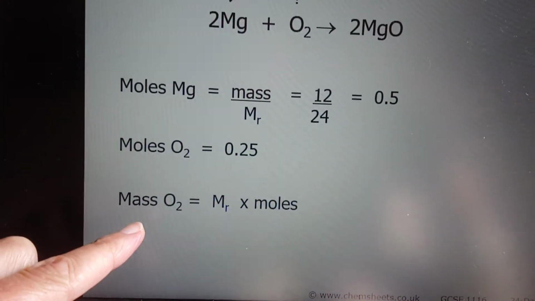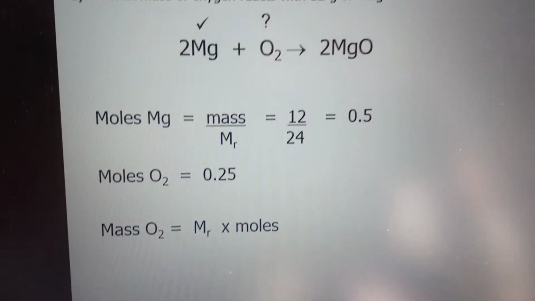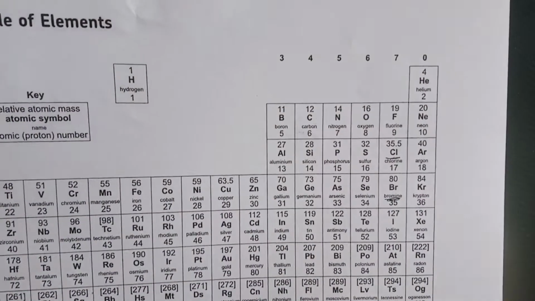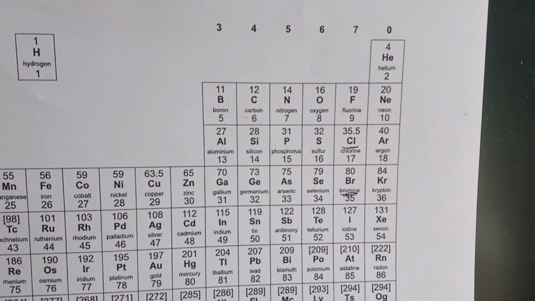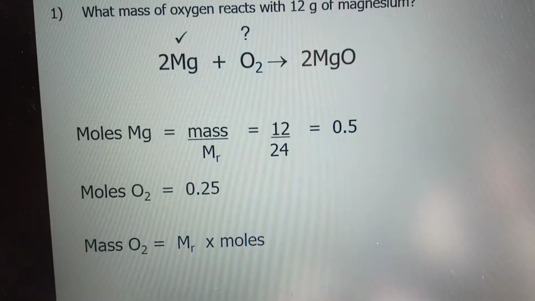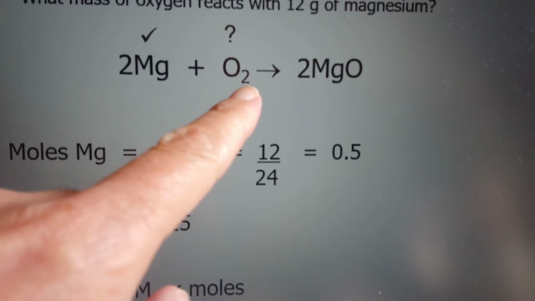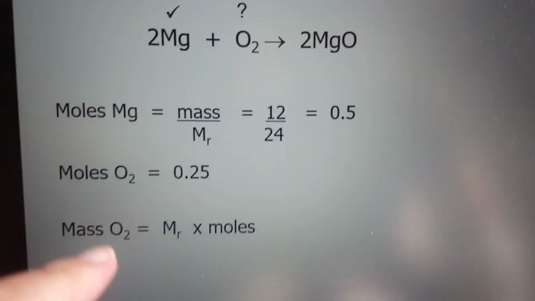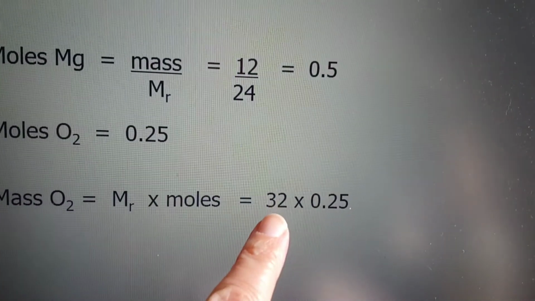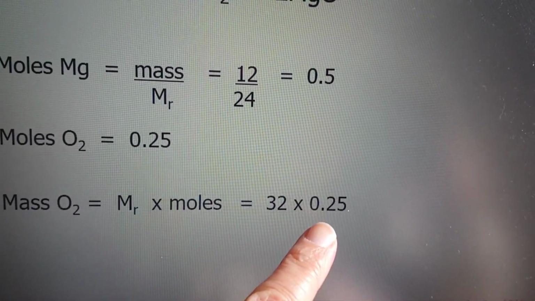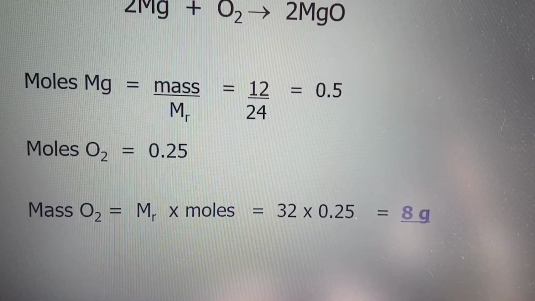So now we use the calculation to work out the mass of oxygen. We know the moles, we know the MR from our periodic table here. Oxygen, relative atomic mass is 16. Oxygen is a diatomic molecule. It goes around with another of itself, so it has a little 2 down here, so that's its chemical formula, O2. So when you calculate its MR, it's going to be 16 times 2, which gives us that number 32. We've worked out the moles above, 0.25, so our mass comes in at 8 grams.